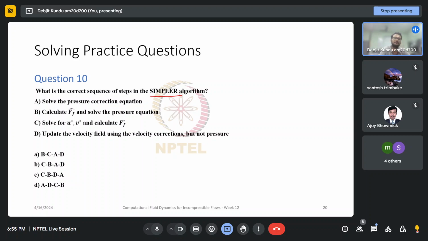It is similar to the previous question, but here the algorithm is different and the steps are also different. So you'll have to read through them carefully.